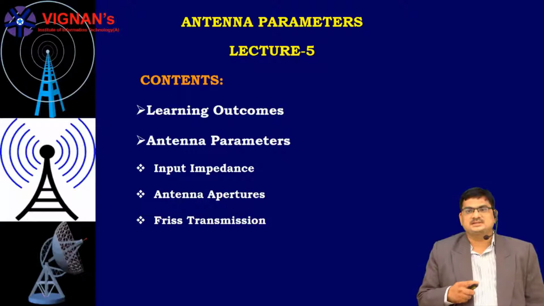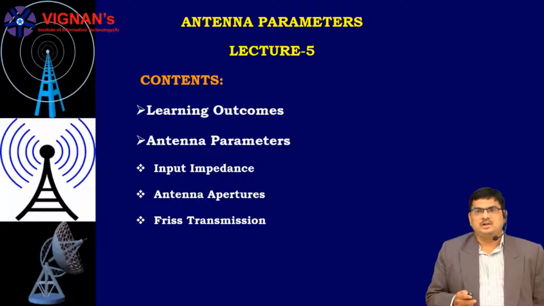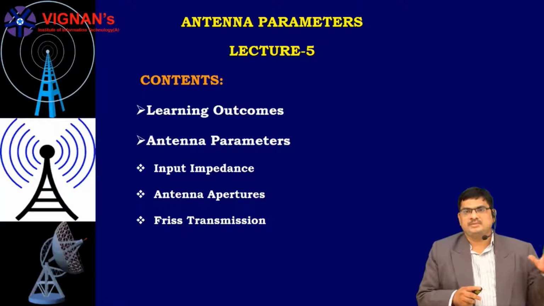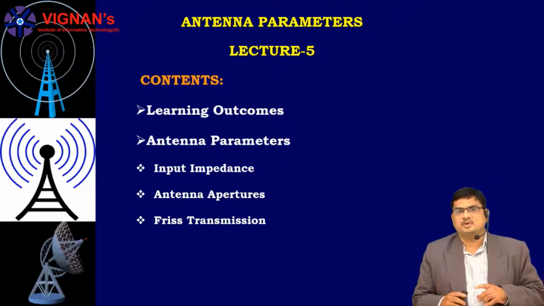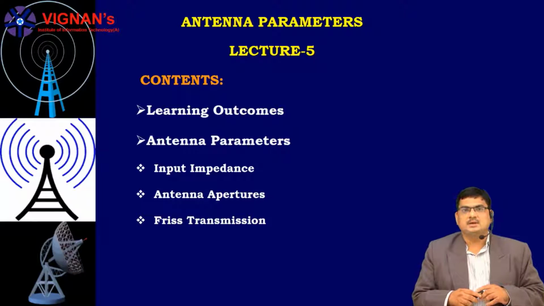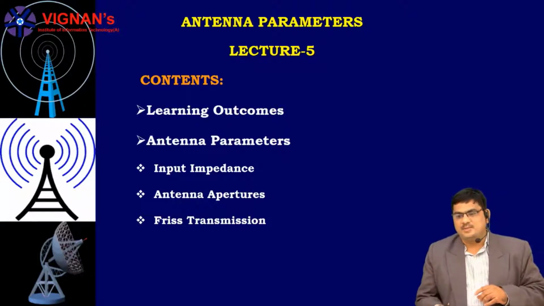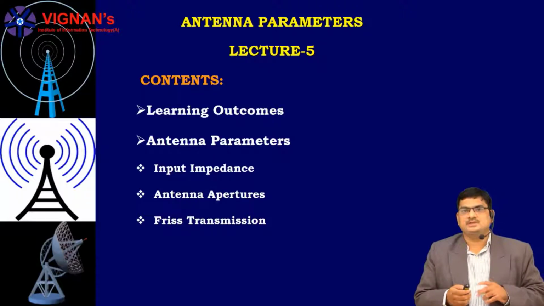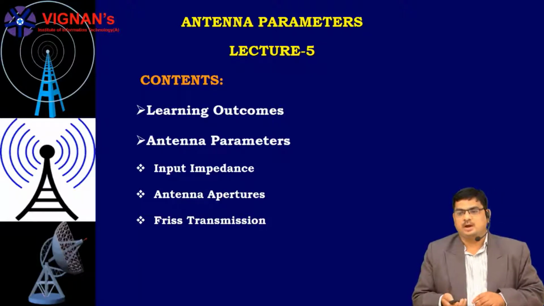In the previous two classes we discussed pattern parameters like radiation pattern, radiation intensity, beam width, beam area, directivity, and gain. All these parameters are relevant to the pattern. In this class we are discussing these circuit parameters like input impedance, bandwidth, antenna apertures, and finally we will continue with the Friis transmission formula.